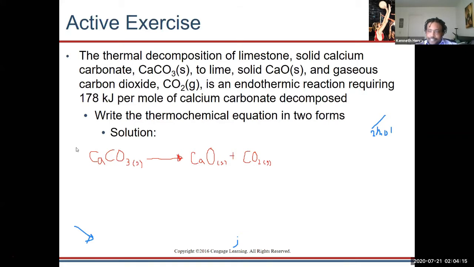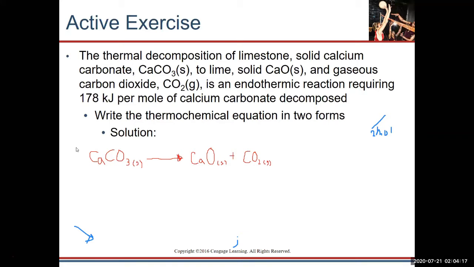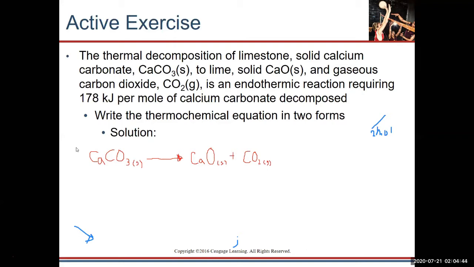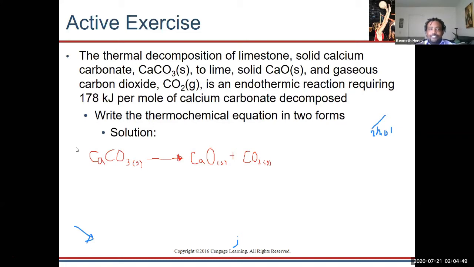I'm going to put it on the reactant. Left. To the left, isn't it on the reactant because it's endo? That is correct. It's on the reactant side because it's endo. That's right. On the left side. To the left, to the left. Because it's endo. You just said it, Nancy.